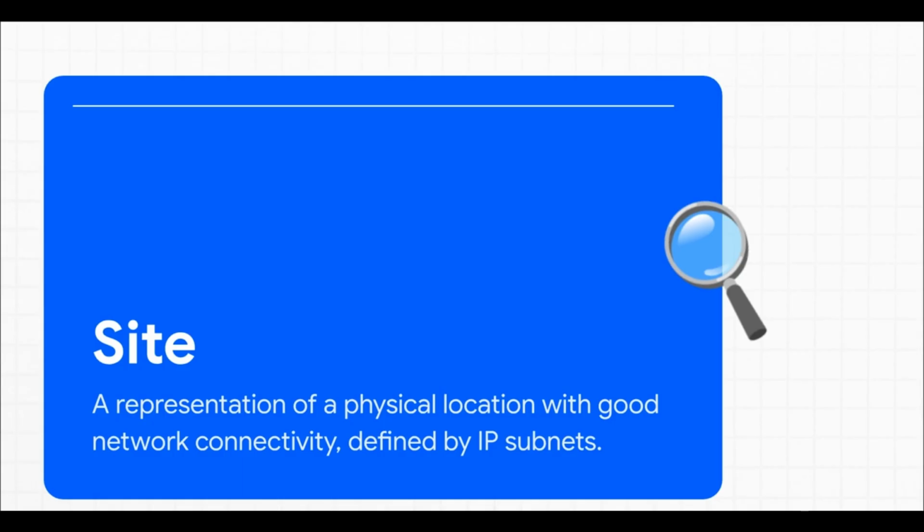And a site in Active Directory is exactly what it sounds like. It's a representation of a physical location that has fast, reliable network connections. Think of your New York office or your London data center. You define it simply by telling AD which IP addresses belong to that location.